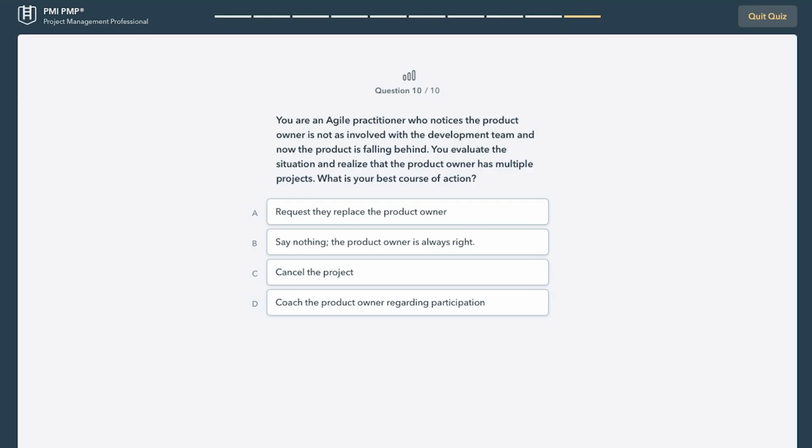Choice A, request they replace the product owner. Choice B, say nothing. The product owner is always right. Choice C, cancel the project. And finally, choice D, coach the product owner regarding participation.